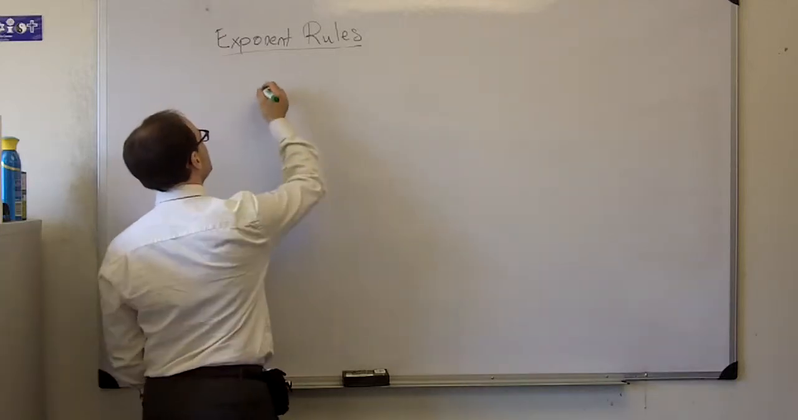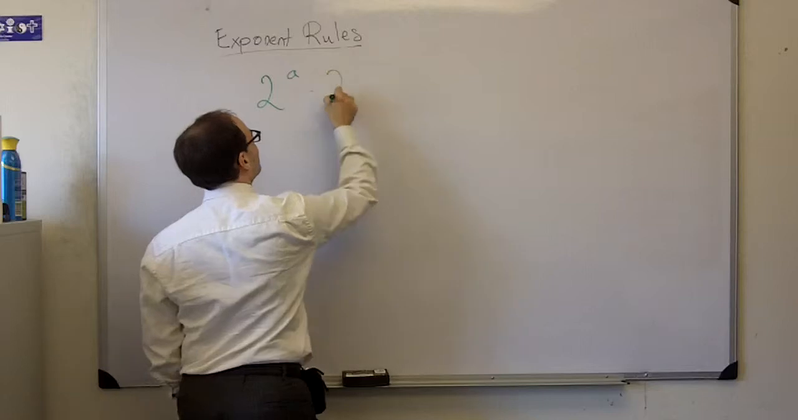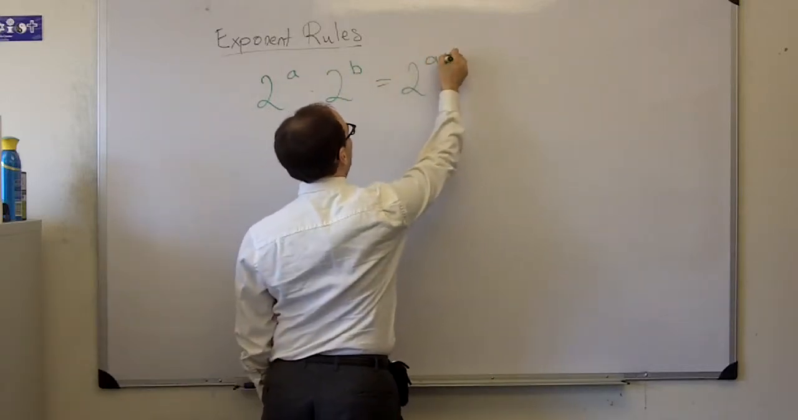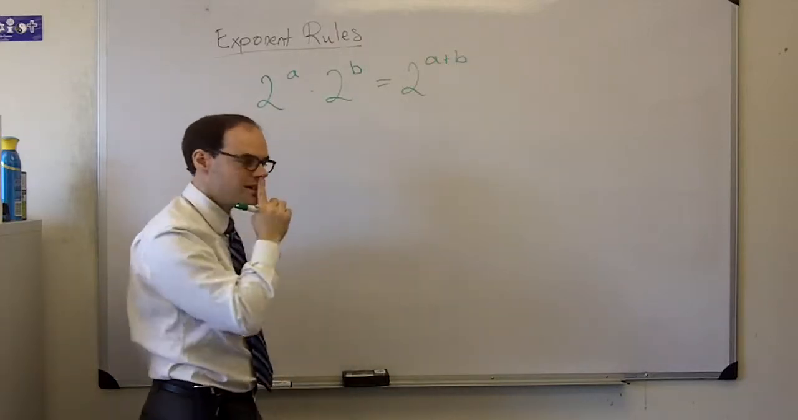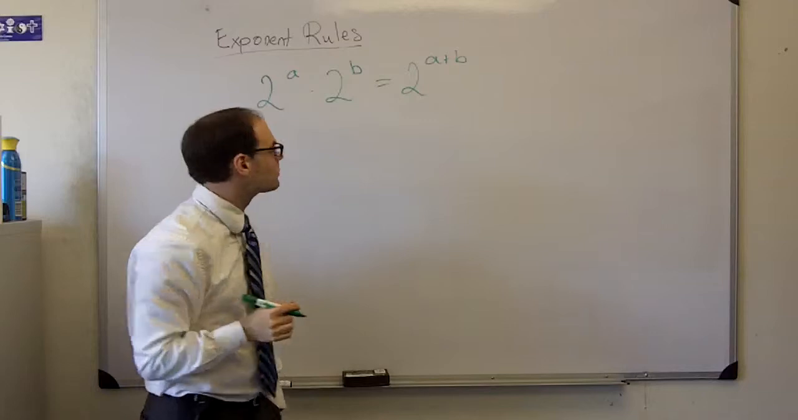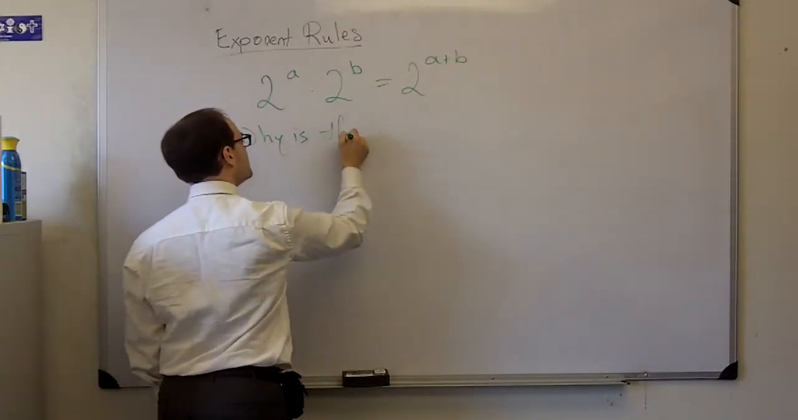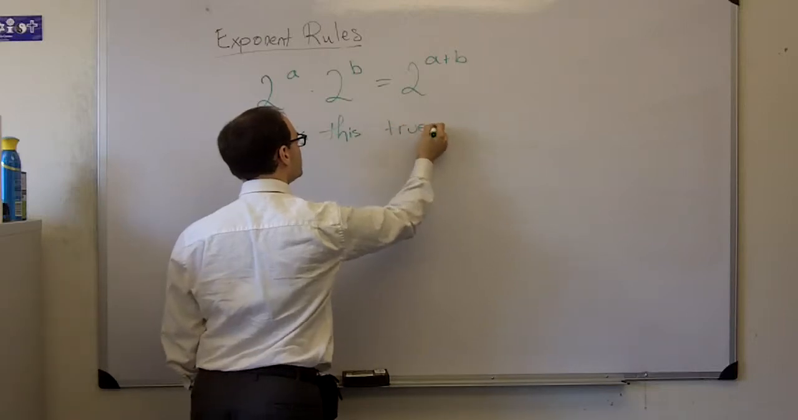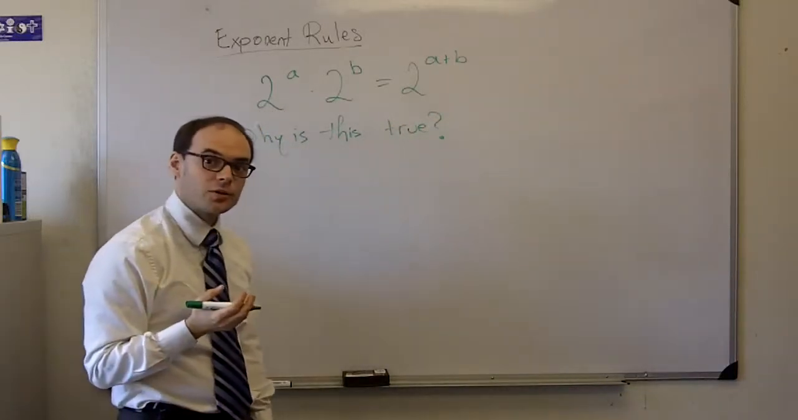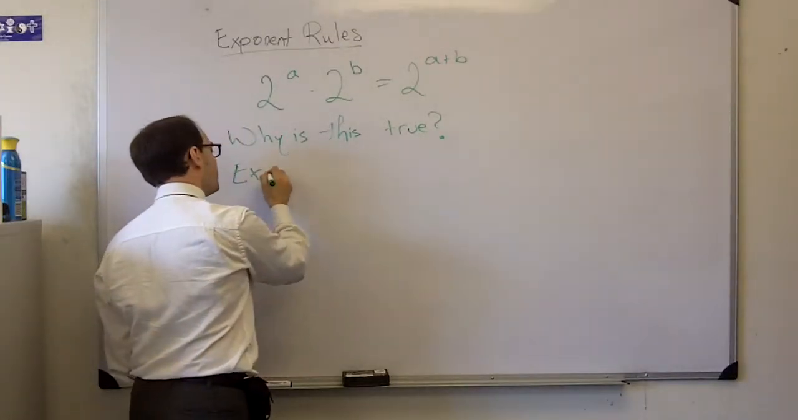They're the sort of things that say if I have 2 to the a, and I multiply it by 2 to the b, then I should get something like 2 to the a plus b. Something like that. Now, why would something like this be true? Well, let's take a look at an example.